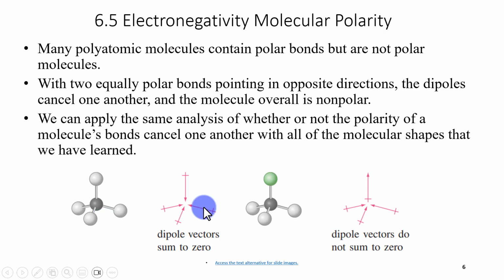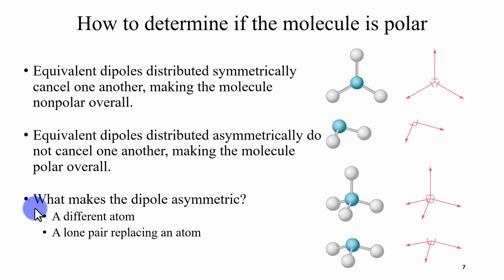We can argue this with all of the molecular shapes that we learned previously. So if I have the same types of atoms bonded to my central atom, then those vectors will add up to 0. But if I don't, then they will not, and I have a polar molecule, whereas this one is not polar. So here's kind of how we look at it. If I have equivalent dipoles that are distributed symmetrically, they cancel each other out, and they make the molecule nonpolar.